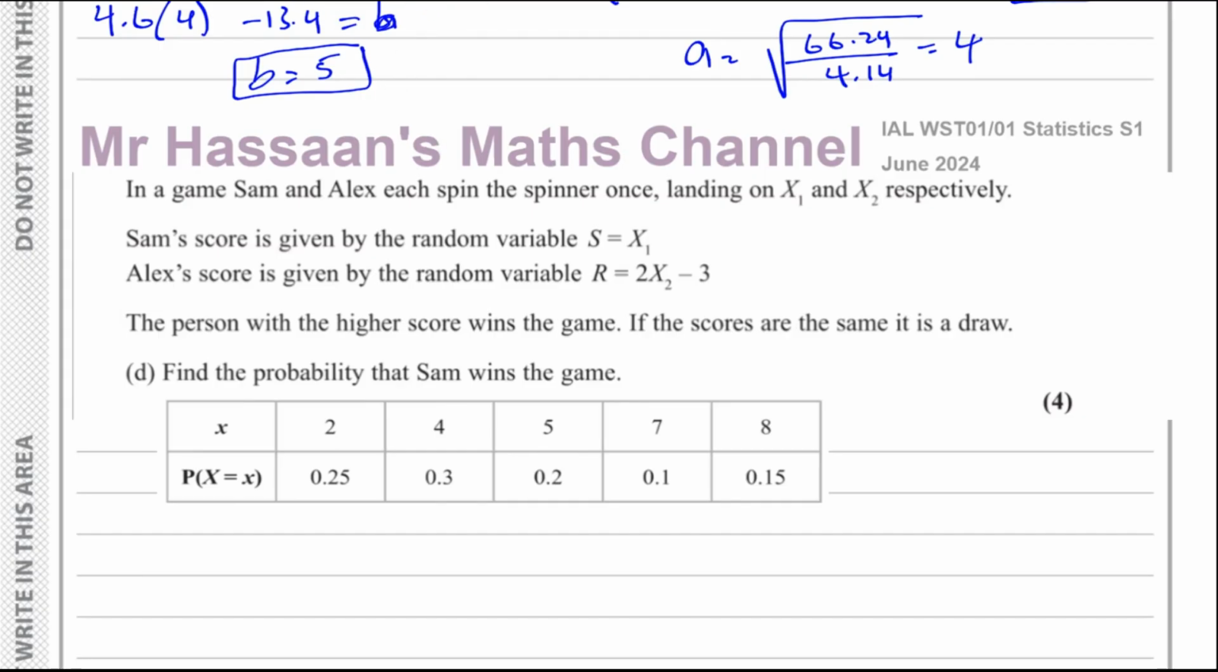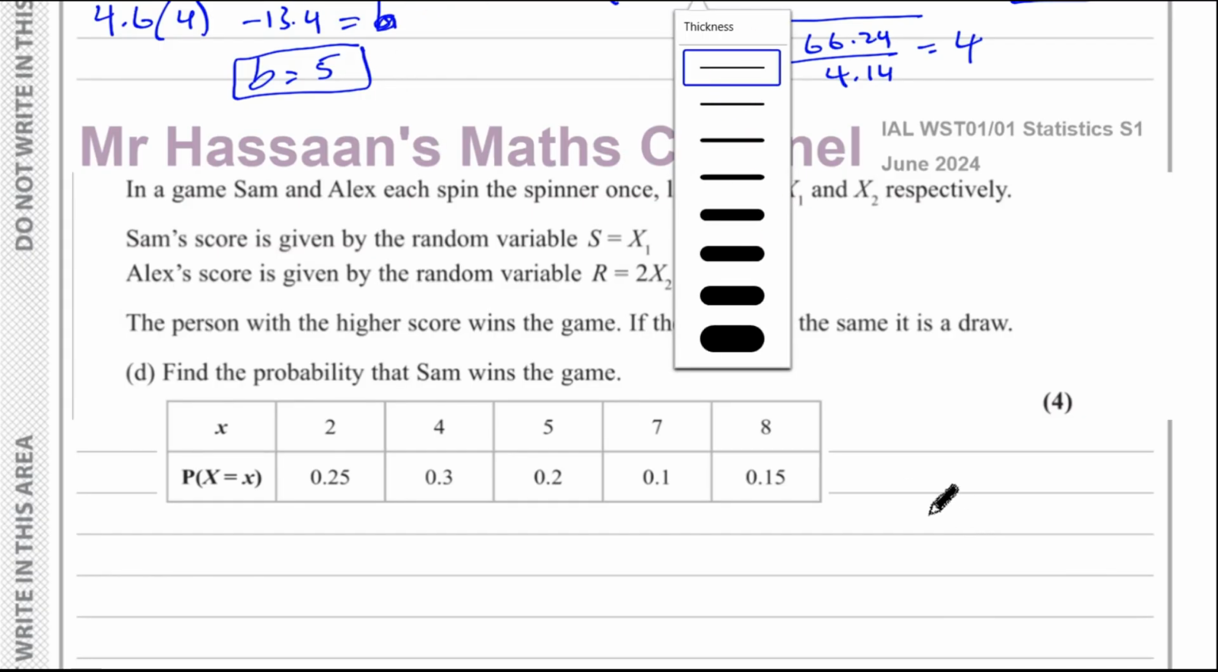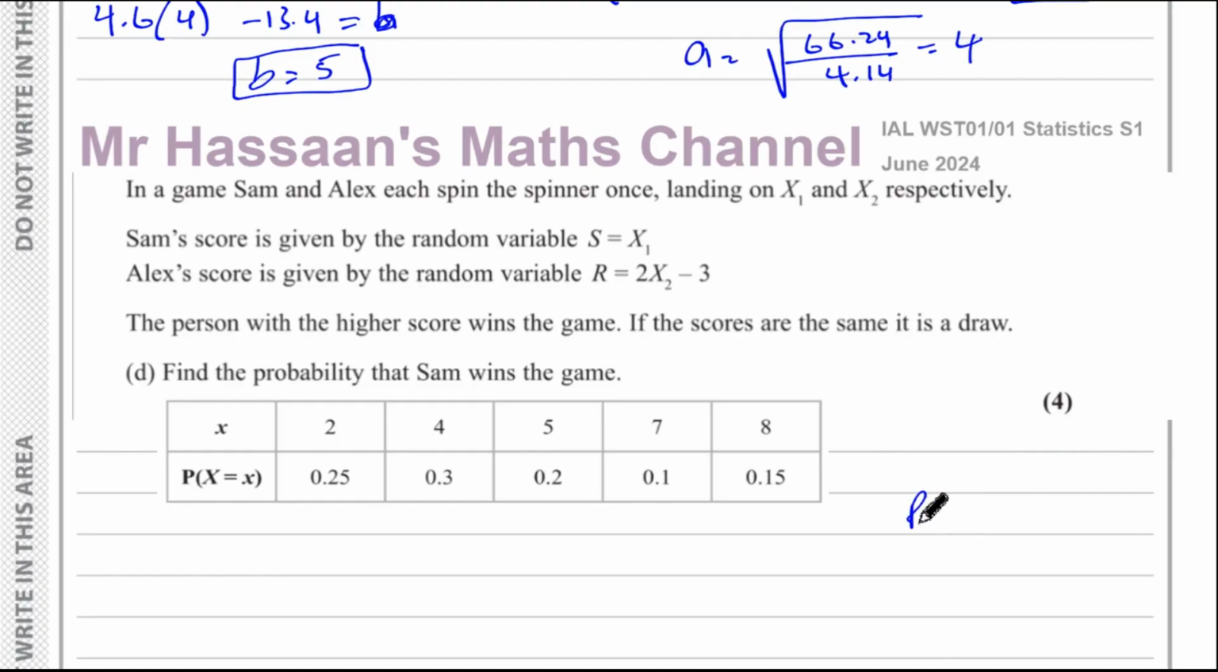So we've got to find the probability that Sam wins the game. So S is greater than R. That's what we've got to find. The probability that Sam wins the game is given by the probability that S is greater than R, that Sam's score is greater than Alex's score. And they're given in different ways. So I'm going to put here, this is going to be S, and this is going to be R.